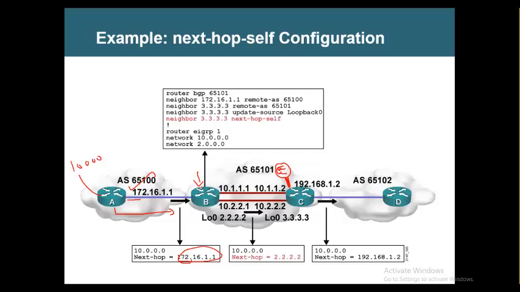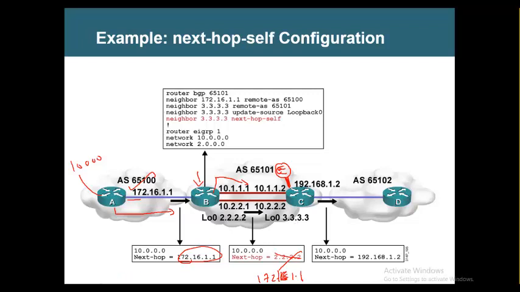Now, when B forwards it to C, usually it will not put its own address, it will simply carry whatever comes in from EBGP. So it used to advertise 172.16.1.1 as the next hop when it advertises to C.